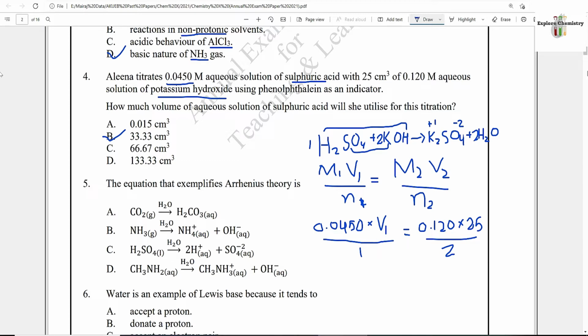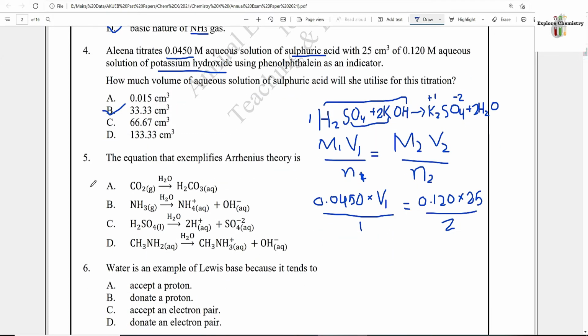Question number 5: the equation that exemplifies Arrhenius theory is. Arrhenius theory is based on ionization in the presence of water. A molecule, either acid or base, will break down in water. Acid will produce hydrogen ion, bases will produce hydroxyl ion. Now see the first equation. Here carbon dioxide is reacting with water and forming carbonic acid. This reaction is not an ionization equation because ions are not produced.